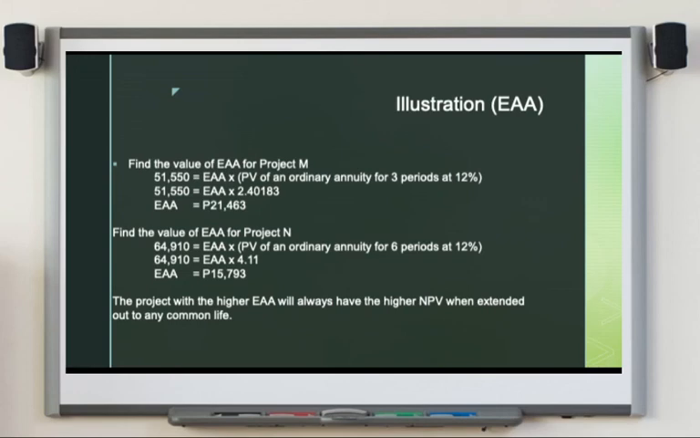So when you use EAA, you don't have to assume an extended life for the project with a shorter life. Upon computing your EAA, the higher EAA will always give a higher NPV, even if you extend it to equal the other alternative.